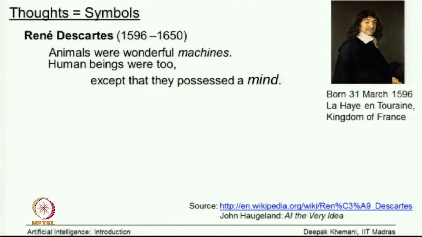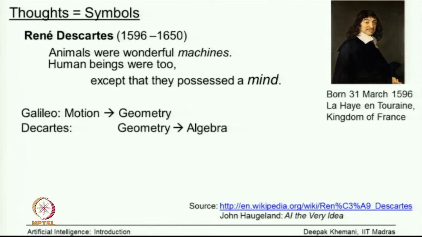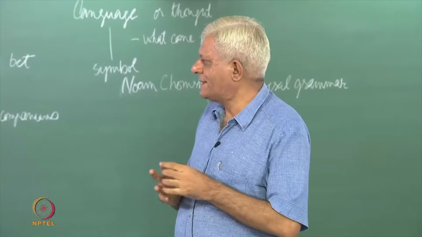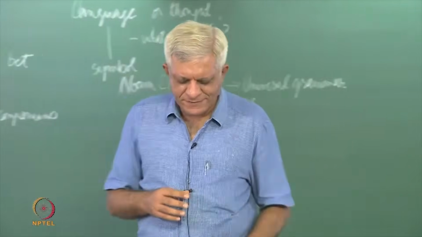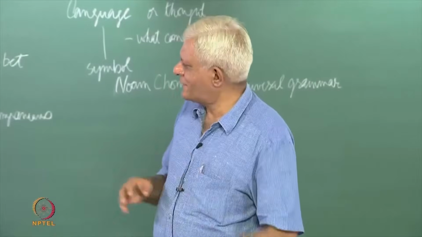We will come to Descartes' problems in a moment. Just as Galileo said that motion can be expressed in geometry, Descartes said that geometry could be expressed in algebra. Descartes is the one who invented the so-called coordinate geometry, but he went further. He says that even thought can be expressed in the language of mathematics, and thoughts themselves are symbolic representations. So, you can see he is building upon what Hobbes has said. Hobbes said thoughts are symbols, and now he is saying that thoughts are symbolic representations that we operate upon essentially.